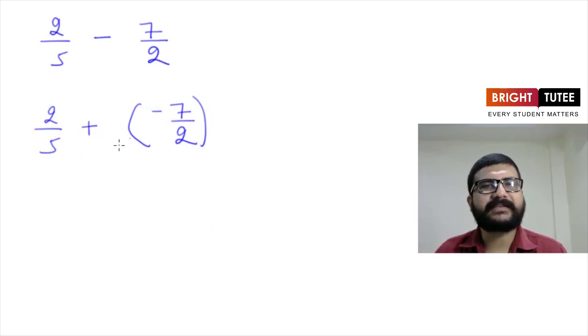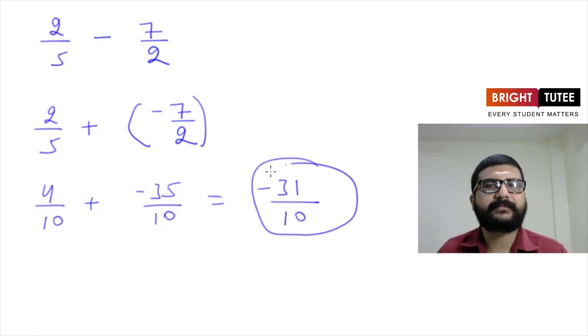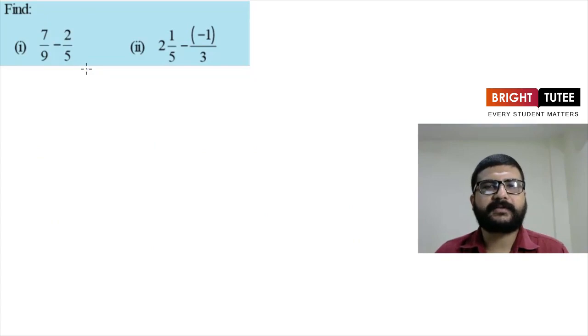Now we can simplify this. First we have to make their denominators same. We have to make the denominator 10 because LCM of 5 and 2 will be 10. So this will become 4 upon 10 plus minus 35 upon 10. Now this will be equal to minus 31 upon 10. So the answer for this question will be minus 31 upon 10.